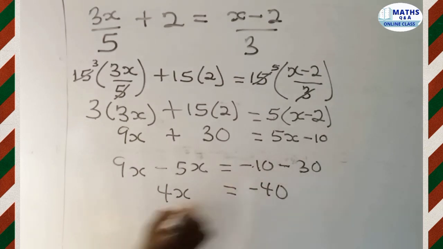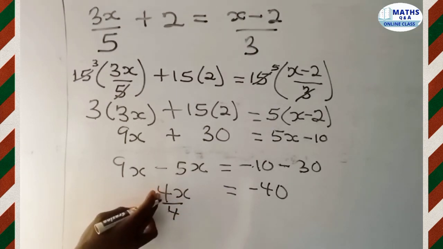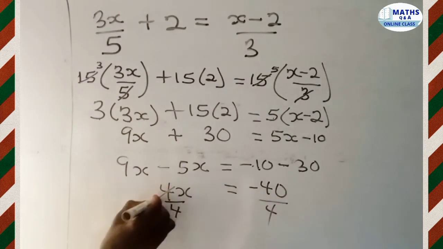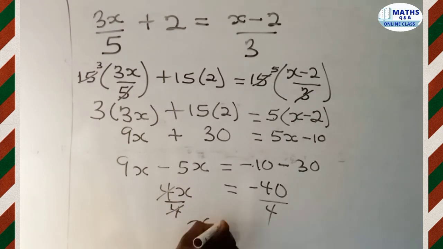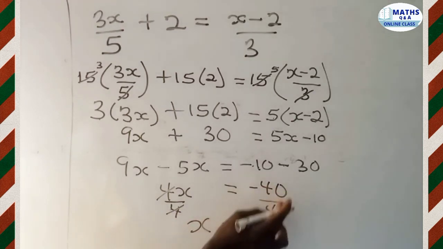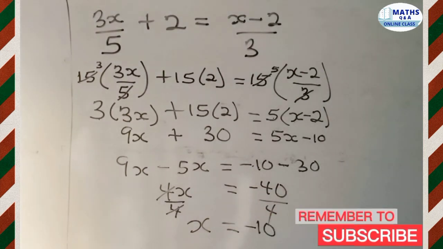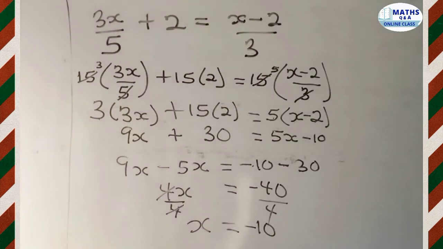Now you divide each side by 4 because we want to get rid of the 4 so that we can make x the subject. Now you divide these two by 4. 4 divides 4 will be 1, multiplying x will be what? x left here, equal to negative 40 divided by 4 becomes what? Negative 10. So this becomes the final answer that we get when you solve the equation 3x divided by 5 plus 2 equal to x minus 2 divided by 3. Our final result is what? x is equal to negative 10.